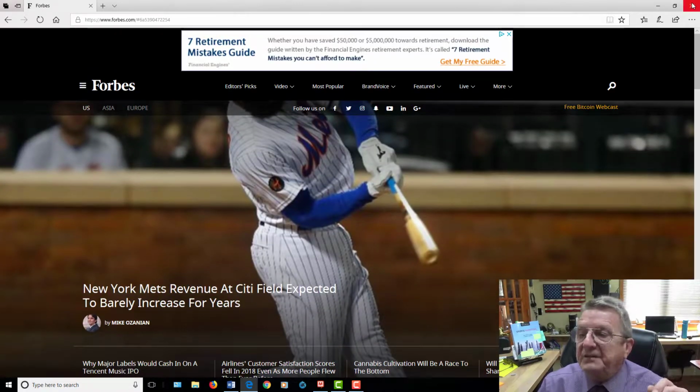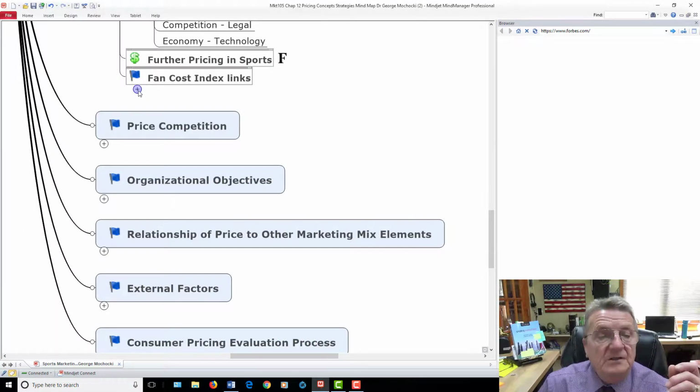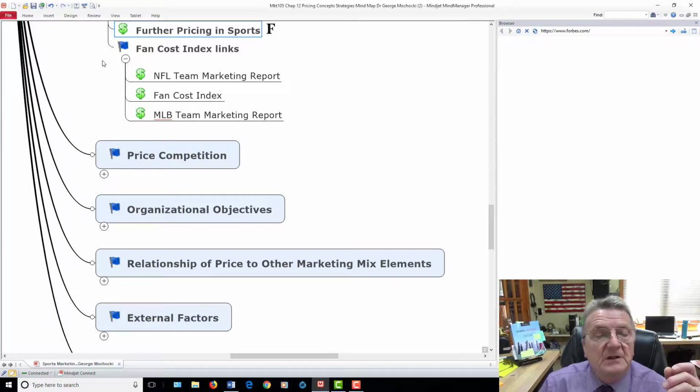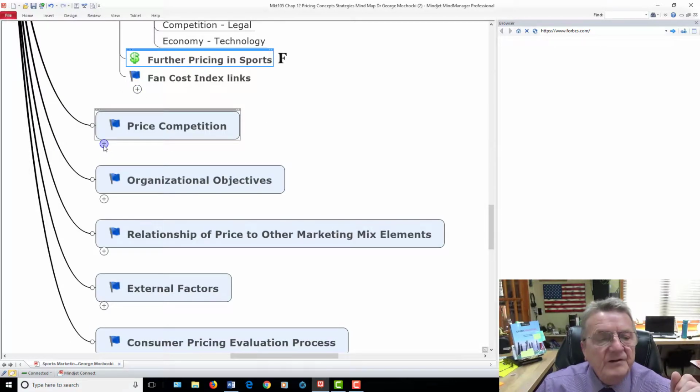And Forbes is a nice, credible site. Okay? May not be academic, but it's pretty credible for the business. It gives me a feeling, gives me an understanding. Okay, and then this one here, what did I have on here? And this one, basically, when you look at the author, it just looked at the cost index per fan, which was kind of interesting.